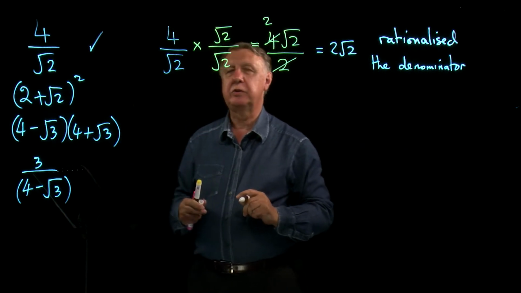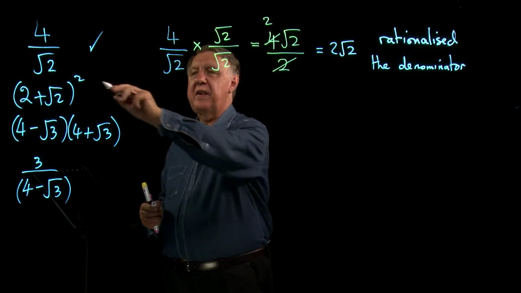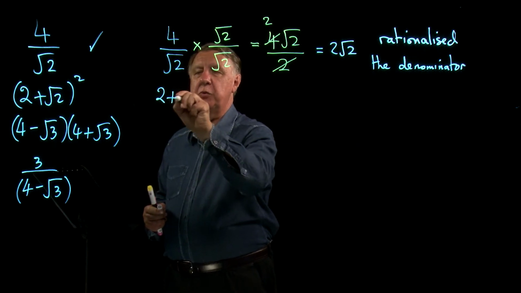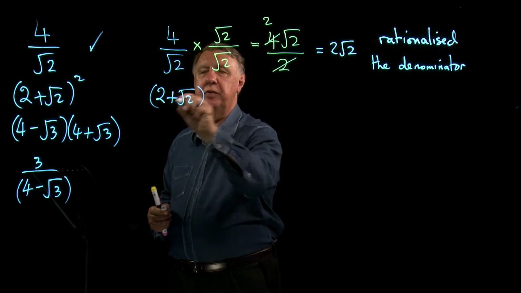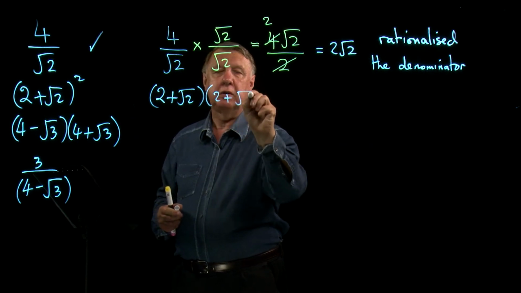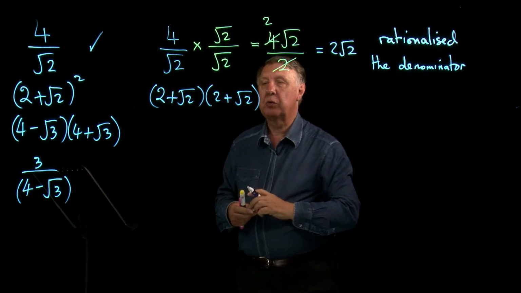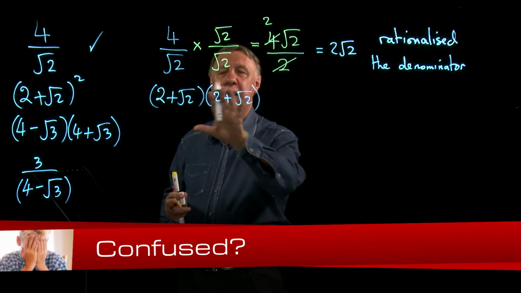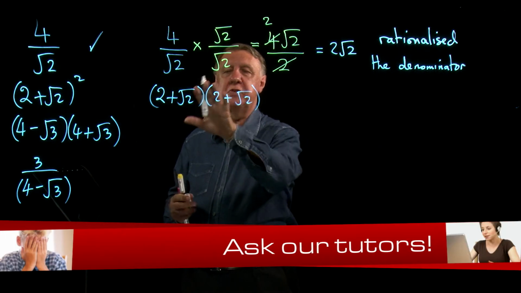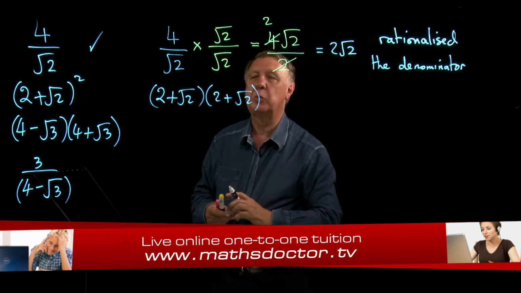2 plus root 2 squared. What does that square mean? It means multiply by itself. And so I've actually got a couple of brackets. Now these are all ordinary numbers, so they all behave the distributive law. I can multiply them in the normal way.